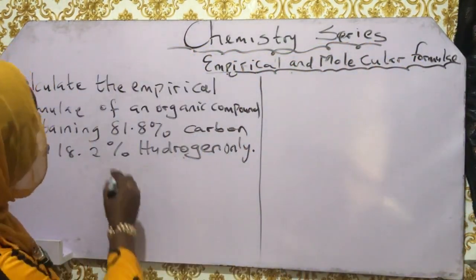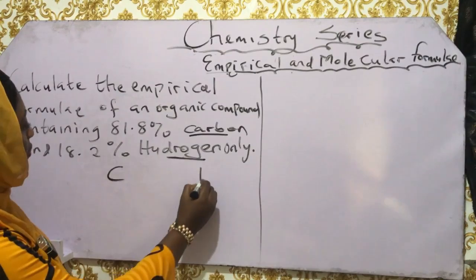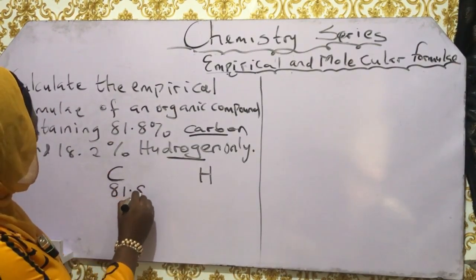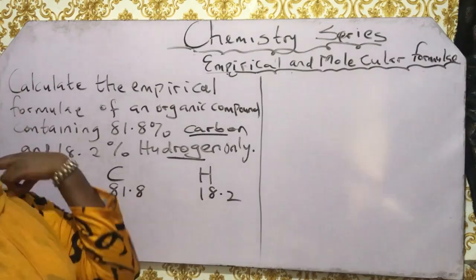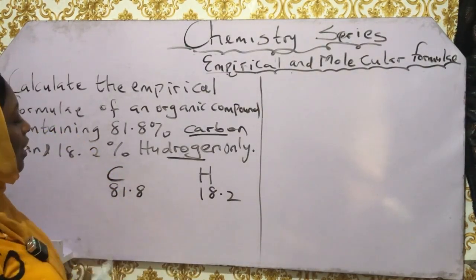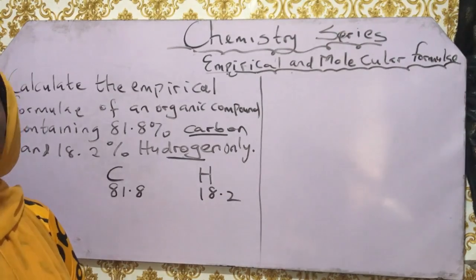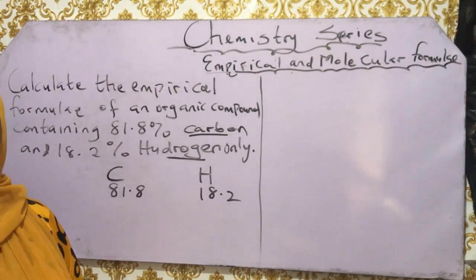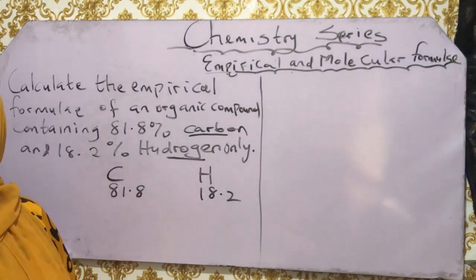So we have carbon and hydrogen. 81.8% carbon, 18.2% hydrogen. Now we are going to be considering these percentages as their masses, so 81.8 and 18.2. The next step, as we have learned in the previous class, is to convert them to their moles. And how do we do that? We do that by dividing each mass by their relative atomic mass.